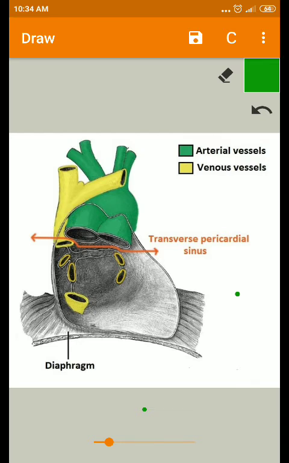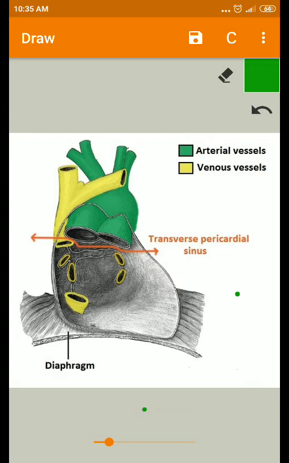And this double-layered serous membrane is lined by mesothelium. The outer layer is the parietal pericardium, which is fused with the fibrous pericardium, and the inner layer is the visceral pericardium. That visceral pericardium is also called epicardium, which is fused to the heart except along the cardiac grooves, where it is separated from the heart by blood vessels.